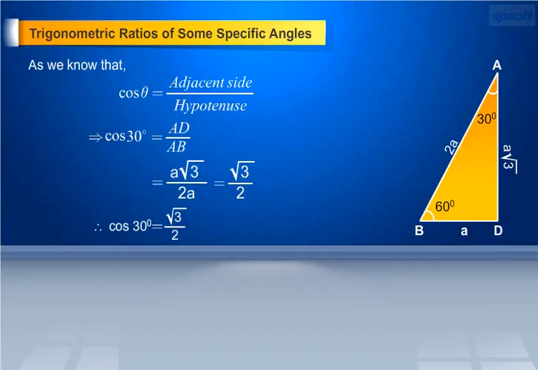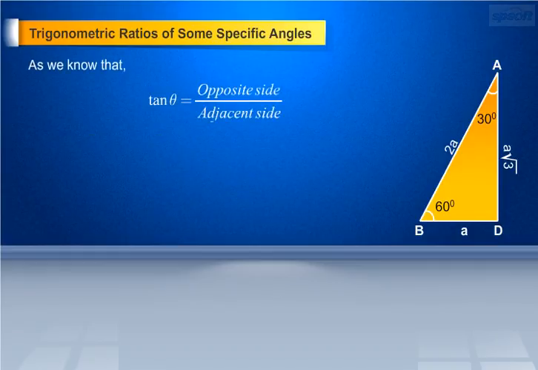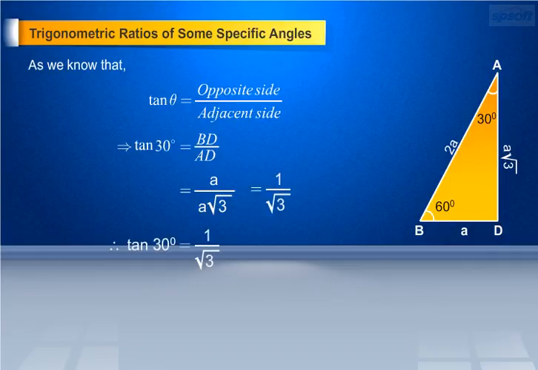Let's now find the value of tan 30 degrees. As we know that tan theta equals opposite side by adjacent side. This implies that tan 30 degrees equals BD by AD. This is equal to a by a root 3, since BD equals a, and AD equals a root 3. This is equal to 1 by root 3. Therefore tan 30 degrees equals 1 by root 3.